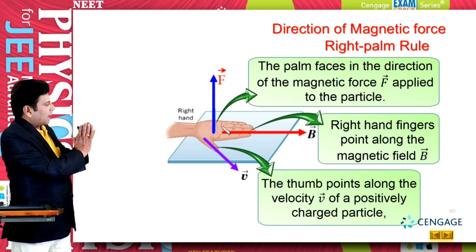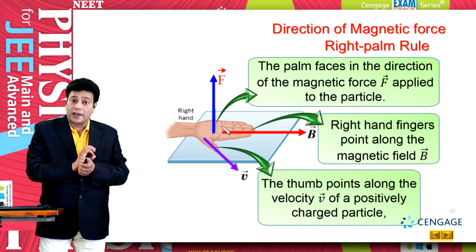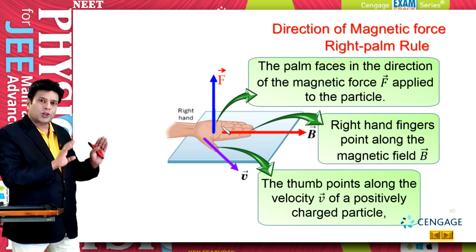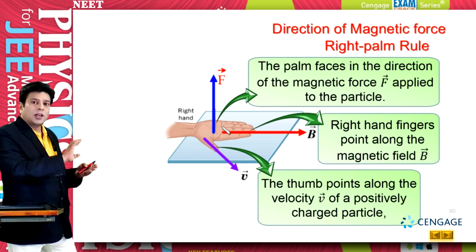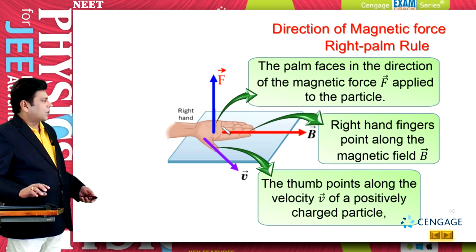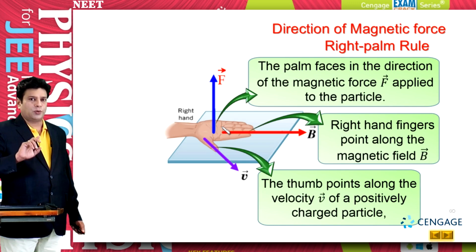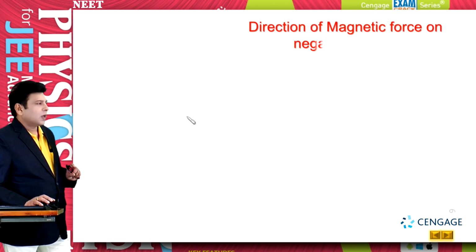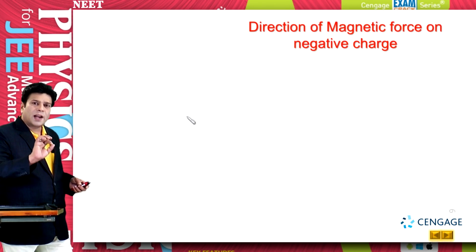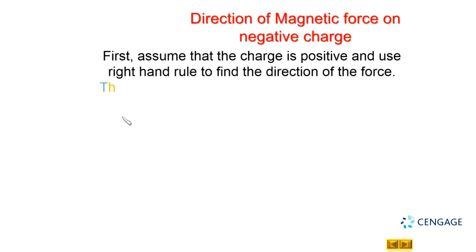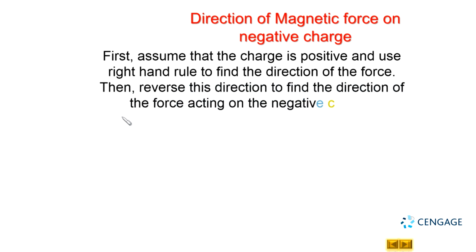These two rules can be applied on the positive charged particle moving in the magnetic field for finding the direction of the force. Suppose the charged particle is not positive, it is negative. We can still use the right hand rule and right palm rule both. What we will do, we first consider the charged particle as positive, and apply the same rule, that is the right hand and right palm rule, and find the direction. And finally, you should reverse the direction of the force. That direction gives the direction of the force acting on the negative charge.